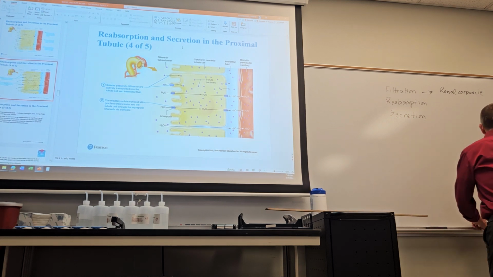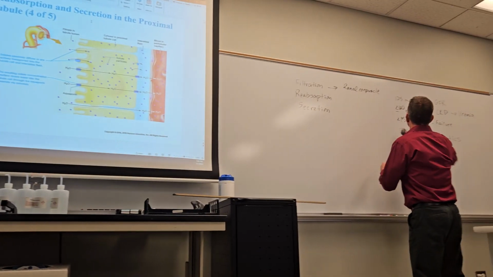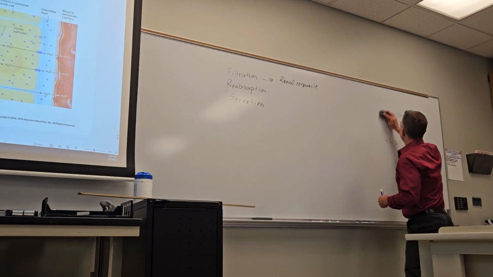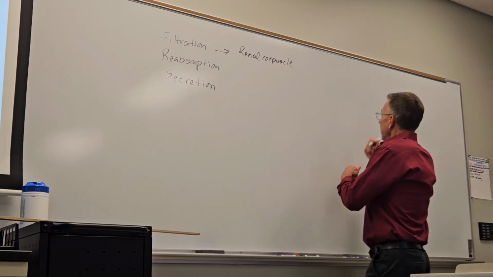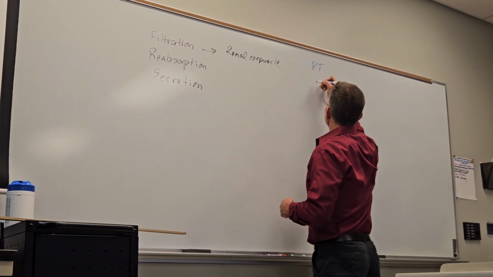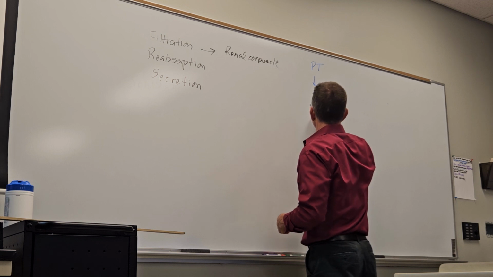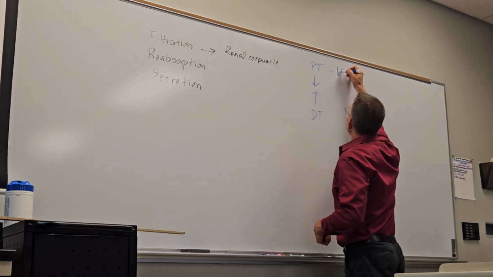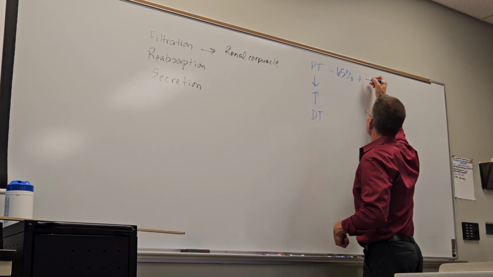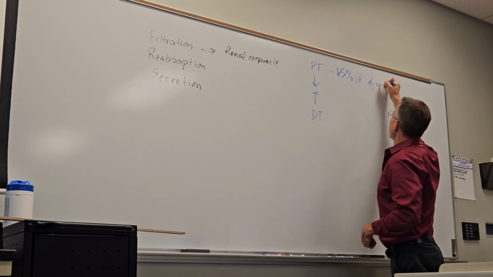All right, so let's get rid of this. We did our glomerulus. And we got our proximal tubules, our descending nephron loop, our ascending nephron loop, and our distal tubules. So here we learned 65% plus of all filtrate.